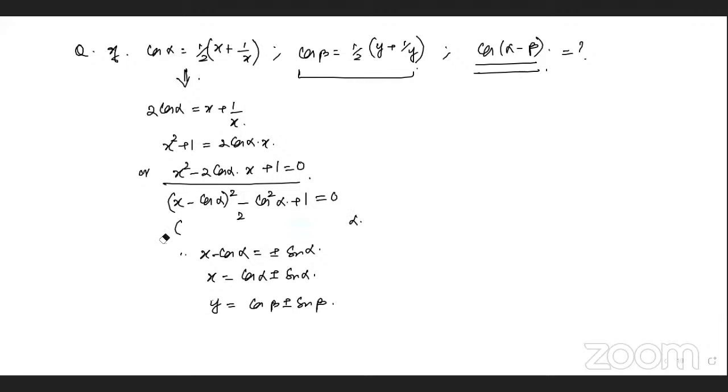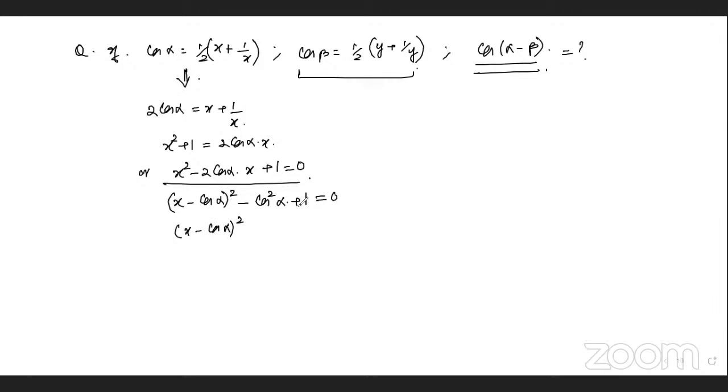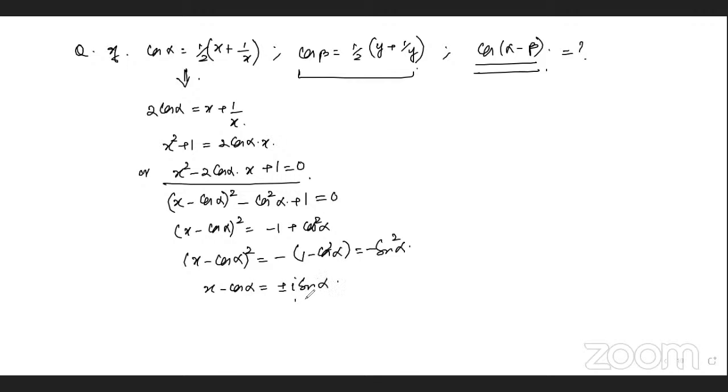Wait a second. अगर हम आपको मालूम है, if we can do it like this, but आपने अभी complex number तो पढ़ा नहीं है, क्योंकि यहाँ पर देखिए ये बन गया आपका x minus cos alpha whole square is equal to minus 1 plus cos square alpha. So it becomes x minus cos alpha whole square is equal to minus, you can take out 1 minus cos square alpha, and that's equal to minus sin square alpha. But यहाँ पर ये square है, and square can never be negative, but यहाँ पर negative आ गया, तो इसका मतलब हुआ x minus cos alpha is equal to plus minus iota sin alpha. But iota अभी आपने पढ़ा नहीं है.